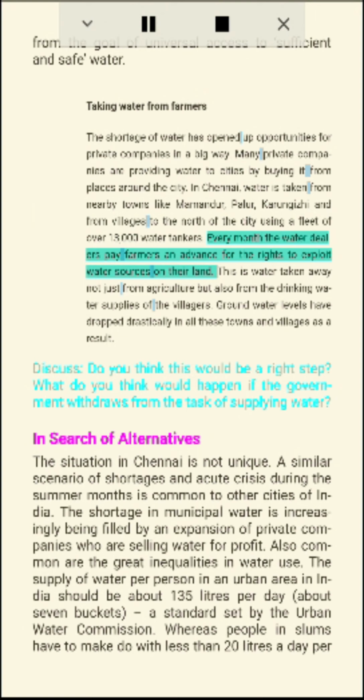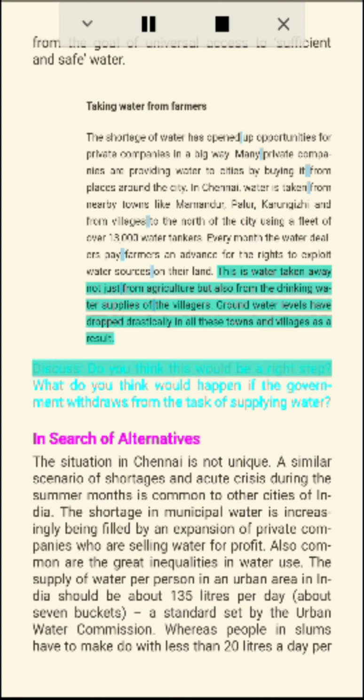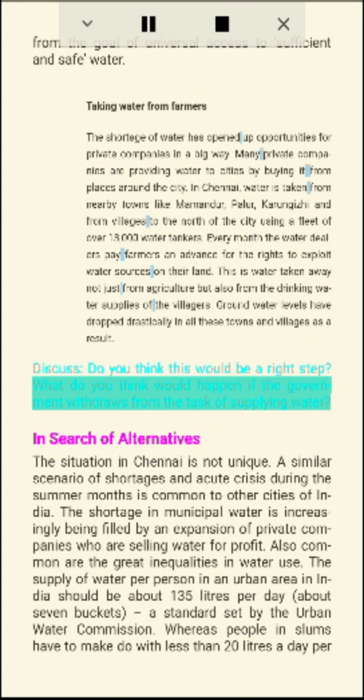Every month the water dealers pay farmers in advance for the rights to exploit water sources on their land. This is water taken away not just from agriculture but also from the drinking water supplies of the villagers. Groundwater levels have dropped drastically in all these towns and villages as a result. Discuss: do you think this would be a right step? What do you think would happen if the government withdraws from the task of supplying water?